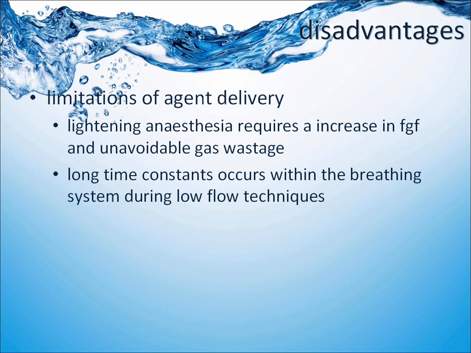So lightening can only be fixed by increasing your fresh gas flow rate. If you need to wash out your volatile, the only way is basically to increase your flow rates, and unavoidably you'll lose some of the gas, which is vented out into the atmosphere. Given that we've got such low flow rates, the time constants are considerably long, so at 10 minutes before the end of the case, you'd probably be turning off your vaporizer at that point.